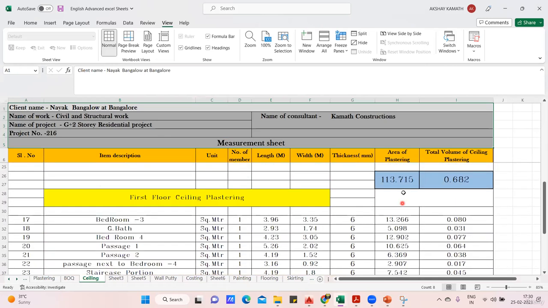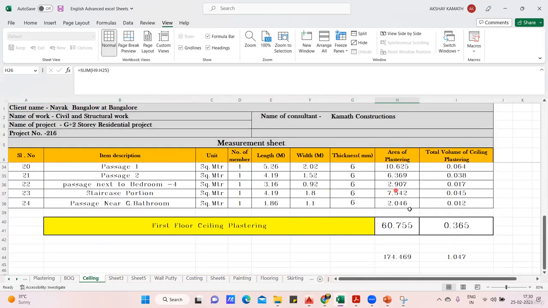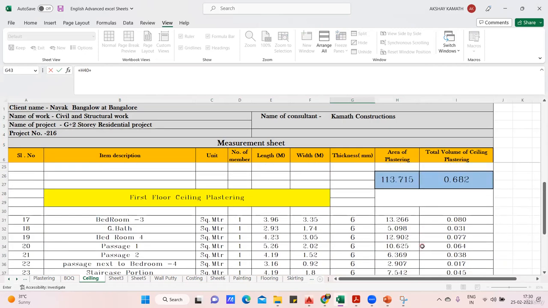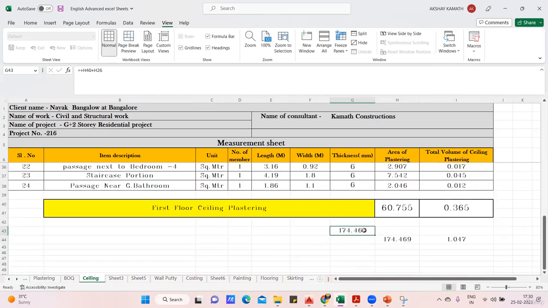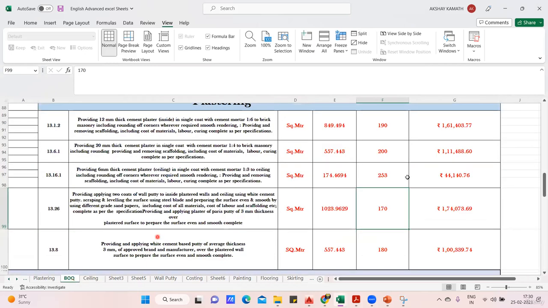Wall putty, yeah, ceiling. So in ceiling, see, I'd explained all these things. My area of plastering is 113 in the ground floor and in the first floor it is 60. So if I add both, 60.755 plus 113, the total ceiling plastering is 174.469. Fine. Come here, come to the BOQ and write 174.469, which is what I have done. So you can input the same value.